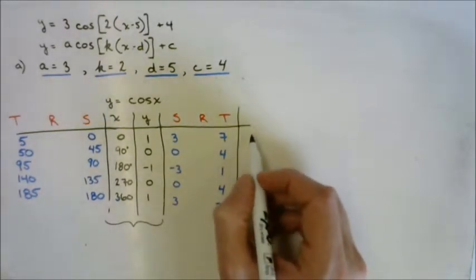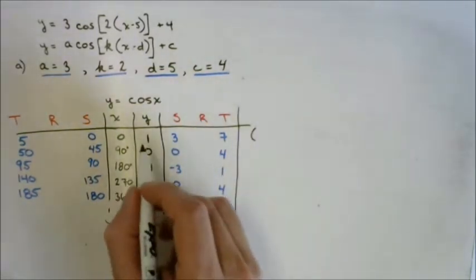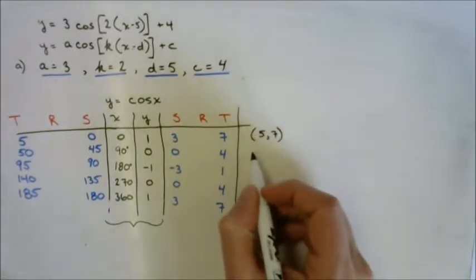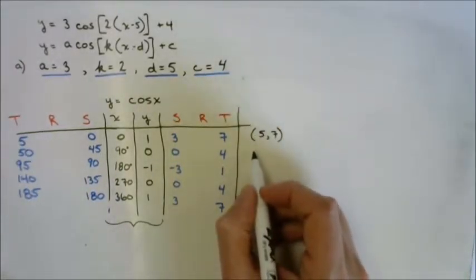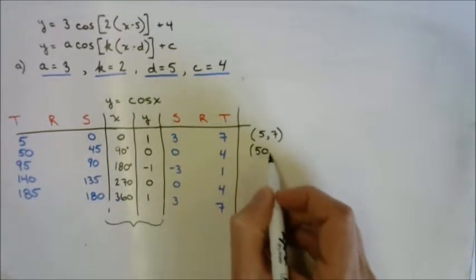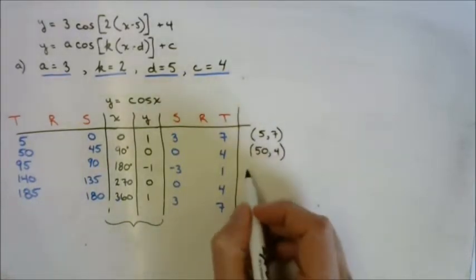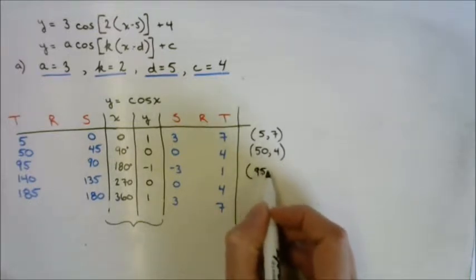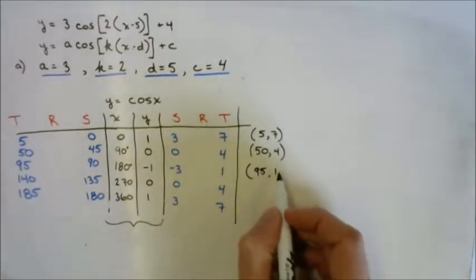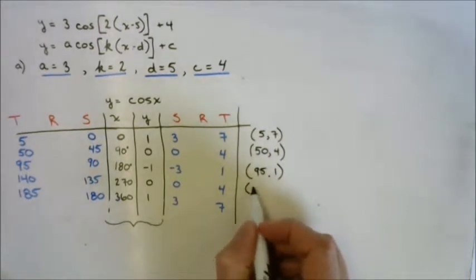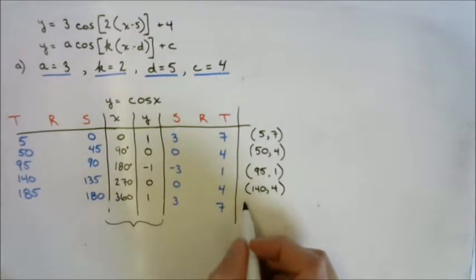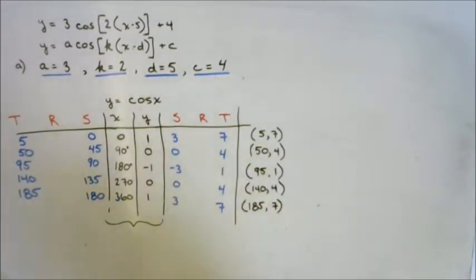So what we have on our graph, instead of going through 0, 1, it's going to go through 5, 7. It's going to go through 50, 4. It's going to go through 95, 1. It's going to go through 140, 4. And it's going to go through 185, 7.